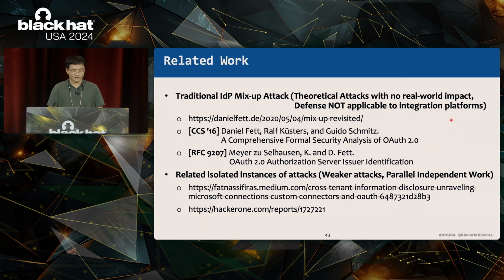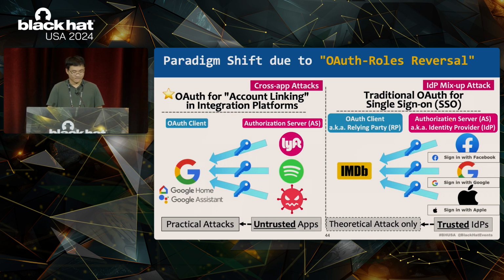These are the related work of our research. In particular, we'd like to highlight that account linking integration platform is an emerging use case for OAuth. So it brings forward a paradigm shift in OAuth roles and trust relationships. The authorization servers, which are usually trusted entities in traditional OAuth, are now taken up by the untrusted apps. And this is what makes our cross-app attacks lethally practical.